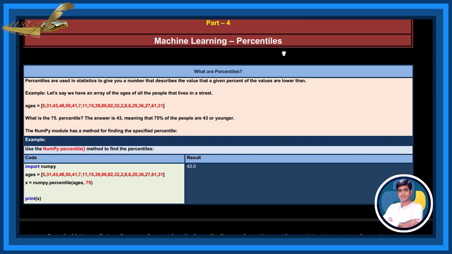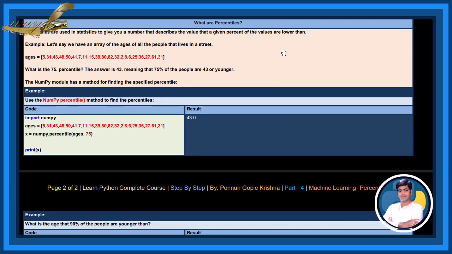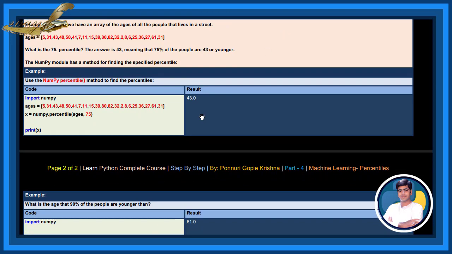The NumPy module has a method for finding the specified percentile. See, use the NumPy percentile method to find the percentile. See, by using the percentile method, the result returned is 43.0.